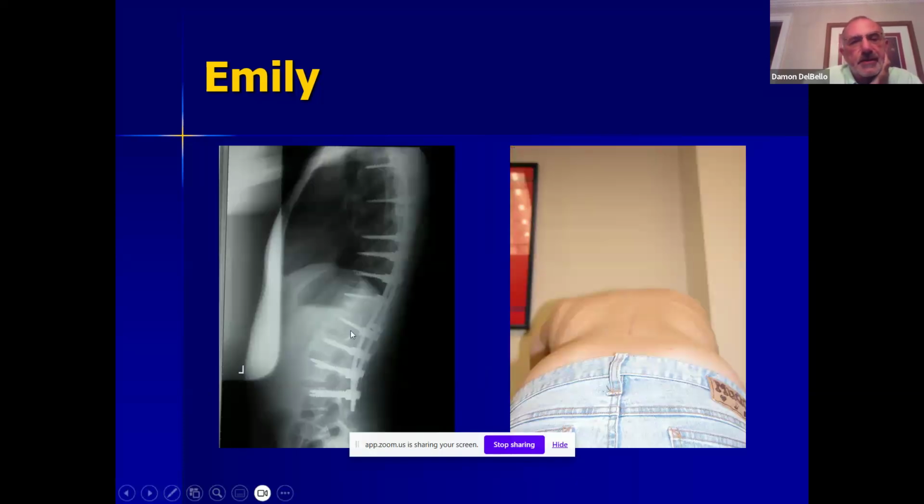And look at the sagittal plane. Nice correction here, and this is what we want. We want a nice lumbar lordosis and thoracic kyphosis for sagittal plane balance, and to reduce the incidence of degenerative changes at the lower instrumented vertebra.